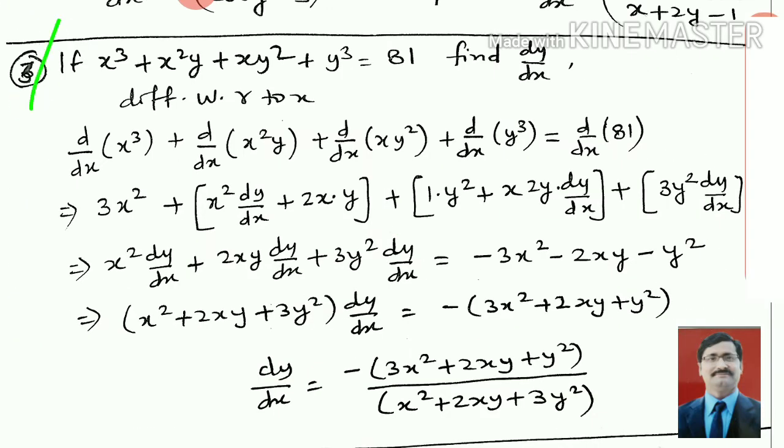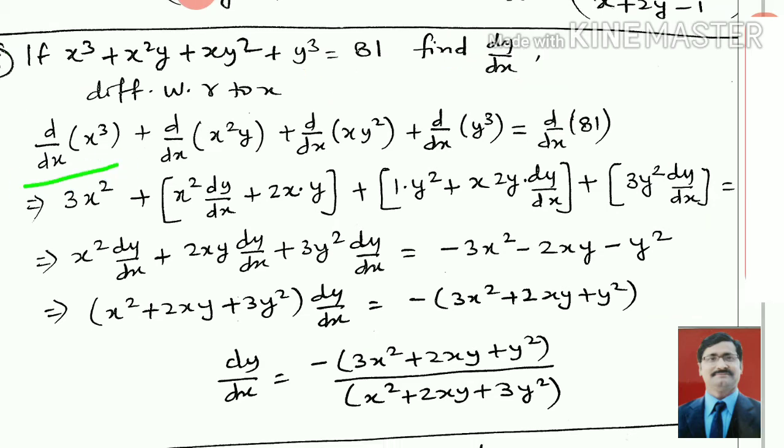Look here, question number 3 is, if x cube plus x square y plus xy square plus y cube equals 81, we have to find dy by dx. We will differentiate with respect to x. Differential of first is dy by dx of x cube plus dy by dx of x square y plus dy by dx of xy square plus dy by dx of y cube, equal to dy by dx of 81. Look here, differential of x cube will be 3x square. Differential here of x square y, you will use the multiplication rule. First x square is as it is, differential of y dy by dx, plus differential of x square will be 2x and y is as it is.